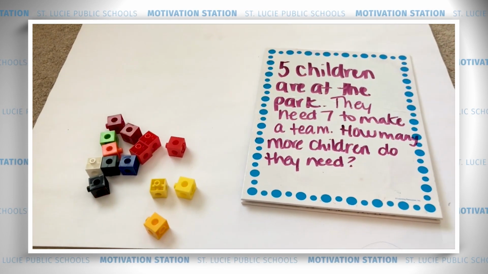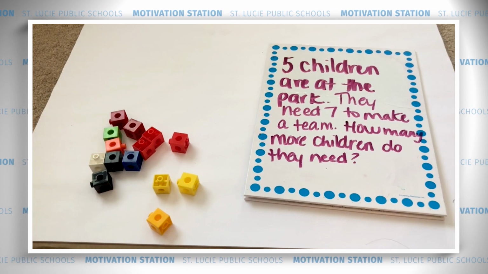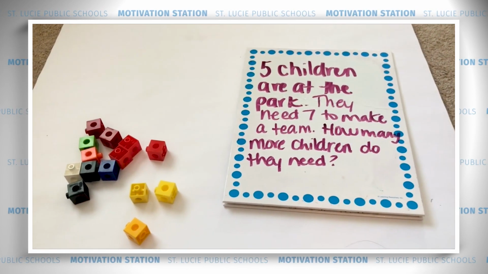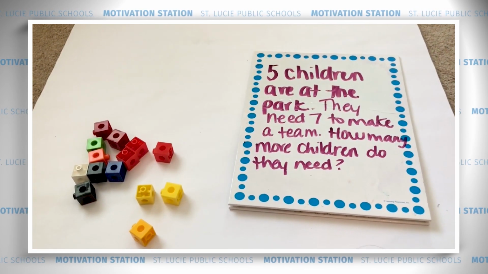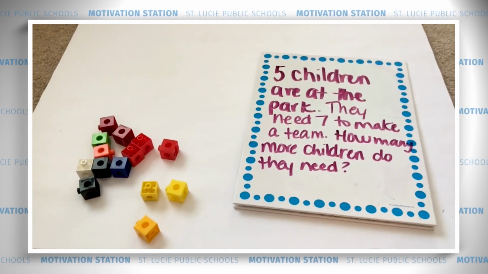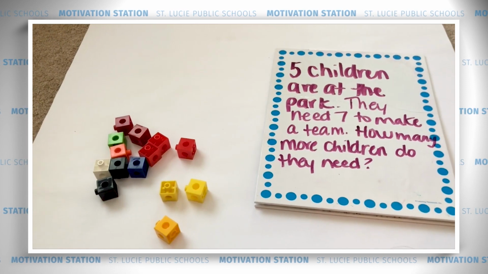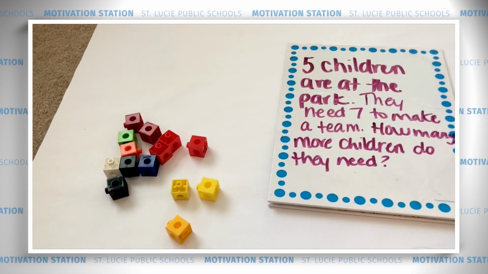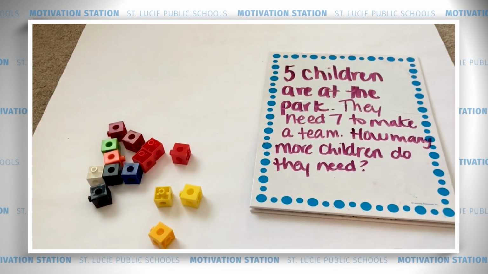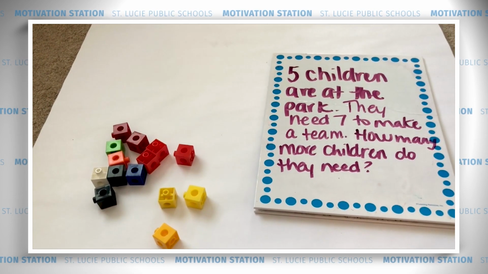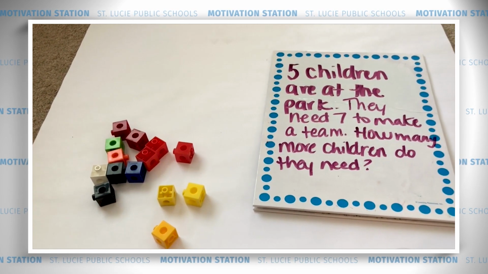Now here's another type of problem. This is a missing add-in problem. 5 children are at the park. They need 7 to make a team. How many more children do they need? So I'm going to use my connecting cubes to also solve this problem. I'm going to make a cube train of 5 and then add on to see how many more we're going to need to get to make 7.